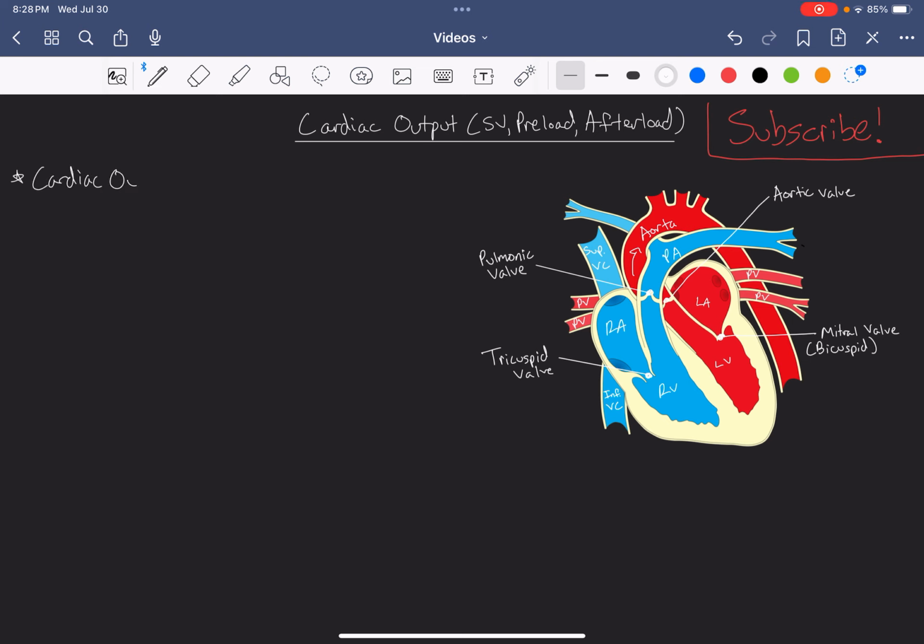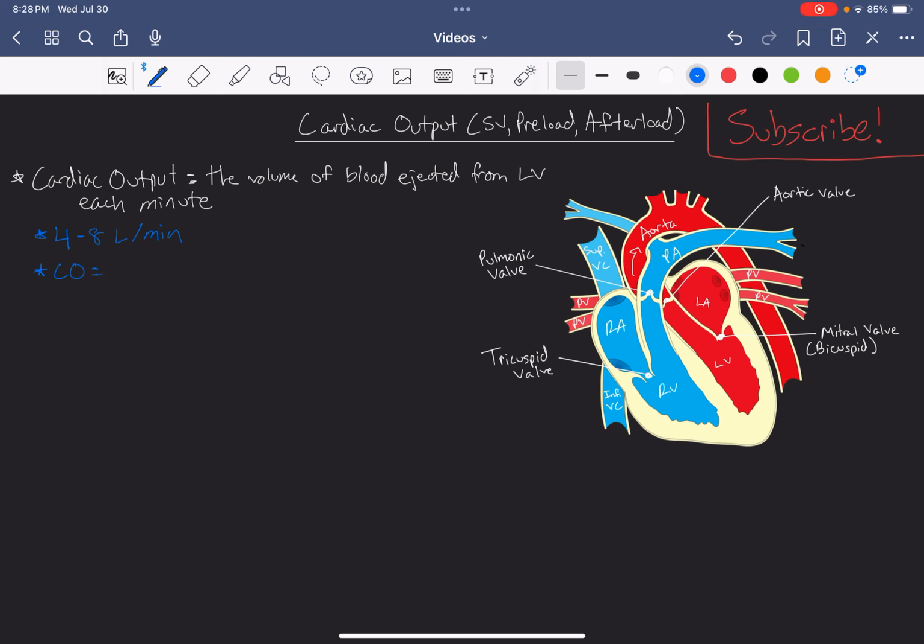Okay, so cardiac output is the volume of blood that is ejected from the left ventricle each minute. Now, a normal range for cardiac output is going to be somewhere between 4 and 8 liters per minute. Okay, and how we calculate this, the formula for it is pretty simple.